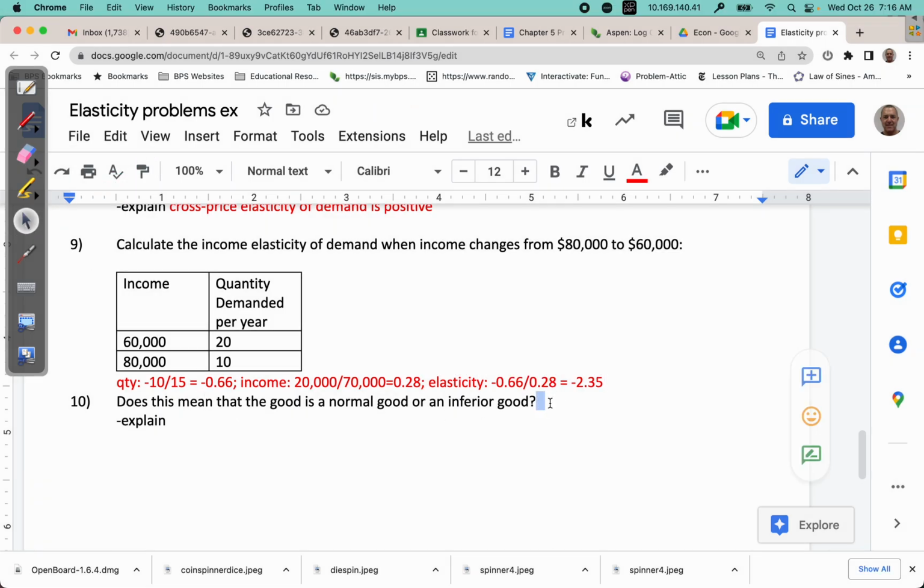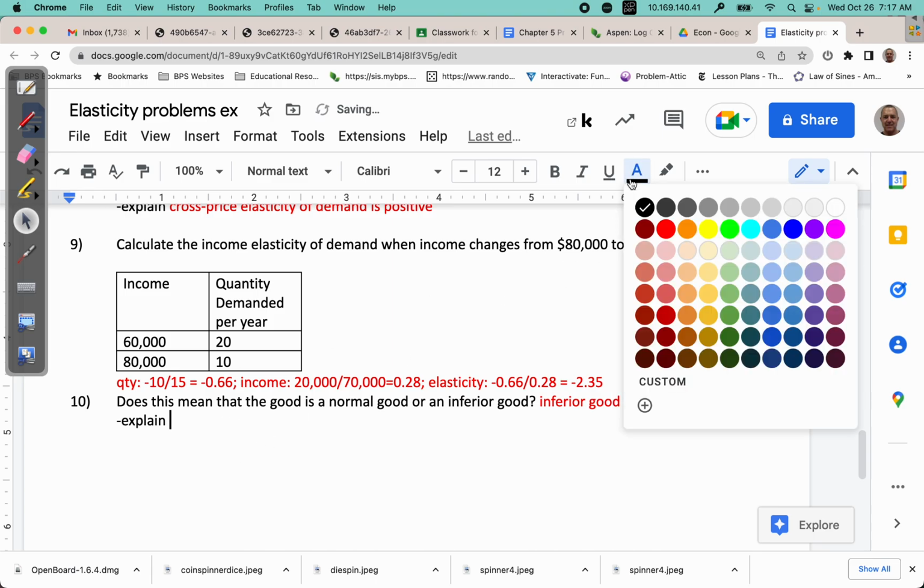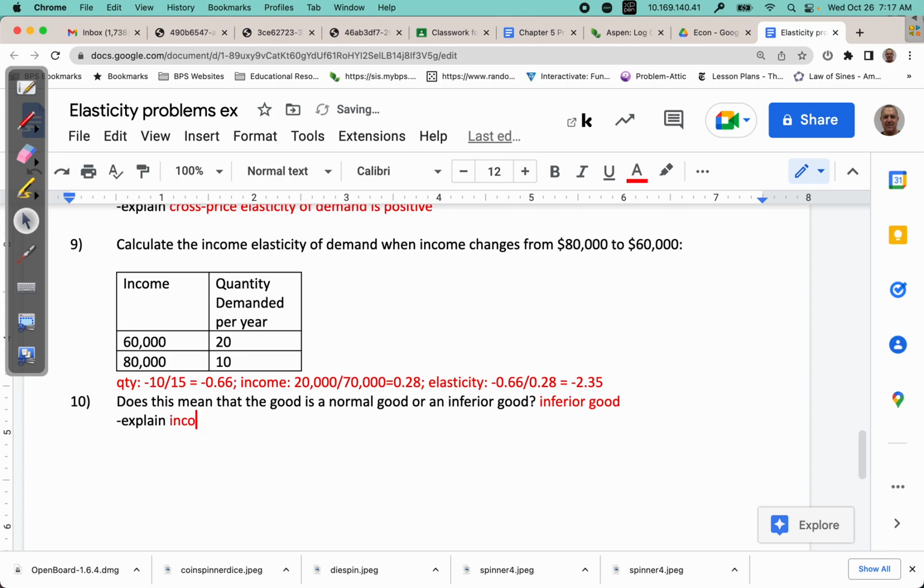So when your income elasticity of demand is negative, when you make more money, you buy less of the good, that means it's an inferior good. The only explanation that we need to give is that income elasticity of demand is negative. Or you can say when people made more money, they bought less. That works too.